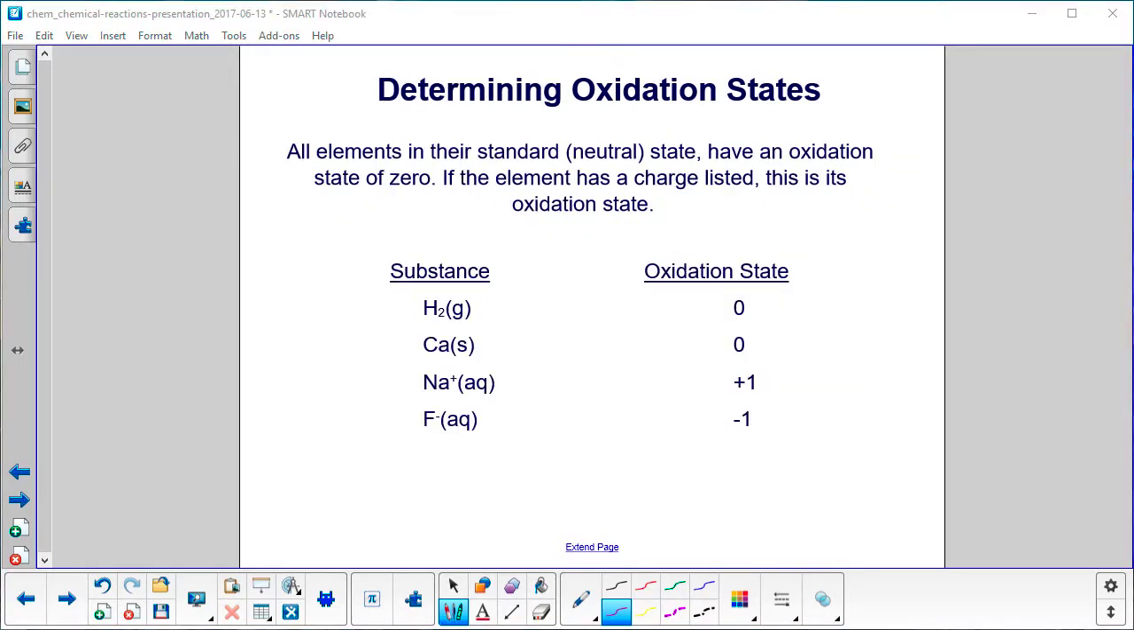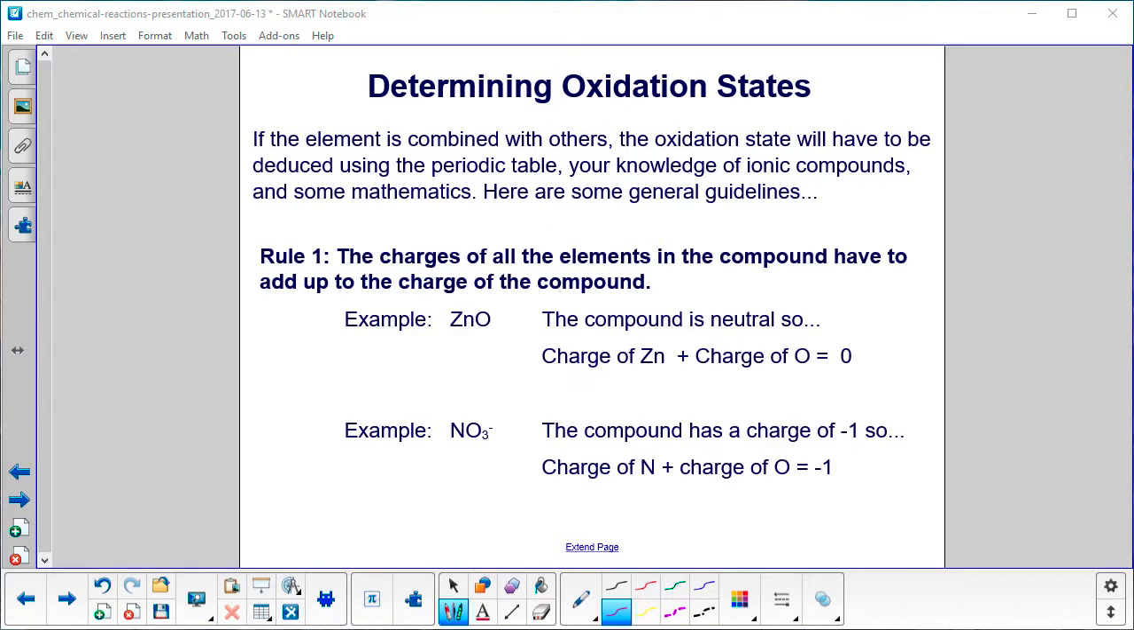We've already done this and maybe it seems obvious, but we're going to state it again here. All elements in their standard or neutral state have an oxidation state of 0. If the element has a charge listed, this is its oxidation state. So here's standard and neutral states, so the oxidation is 0, 0. Here they show you that sodium is +1. That's its oxidation state. Fluorine is -1. That's its oxidation state. If the element is combined with other elements, the oxidation state has to be deduced, kind of like a Sherlock Holmes thing.